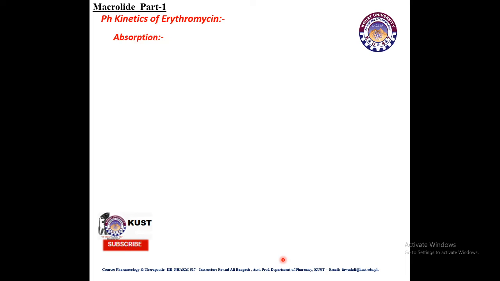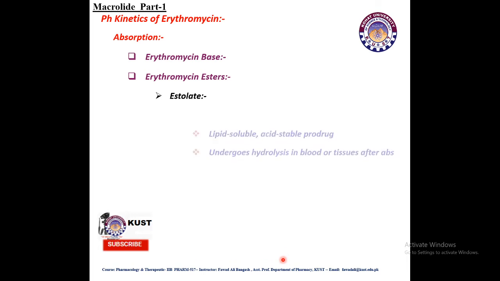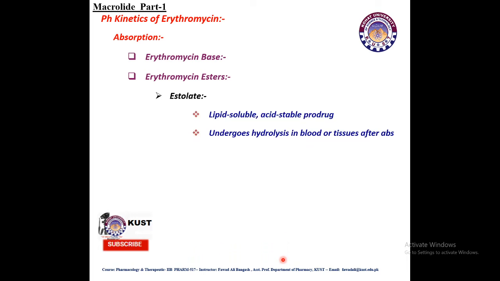Pharmacokinetic properties of erythromycin. Pharmacokinetic properties include absorption, distribution, metabolism, and excretion of the drug. So absorption: they are present in erythromycin base form and erythromycin ester form. In ester, they are present in estolate form. Estolate is basically a lipid soluble, acid stable product. It undergoes hydrolysis in the blood or tissues after absorption.